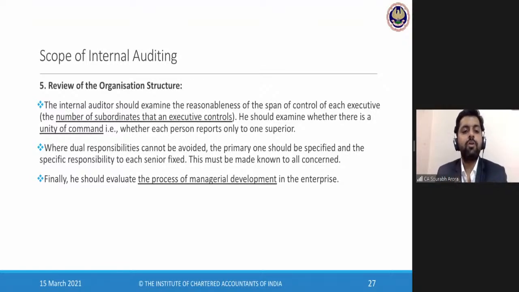And wherever dual responsibilities cannot be avoided, the primary one should be specified, and the specific responsibility to each senior should be fixed. And this must be known to all the concerned people. And finally, he should evaluate the process of managerial development in the enterprise. Managerial development means leadership training and appraisal process of the employees and how their progression chart is in the company.